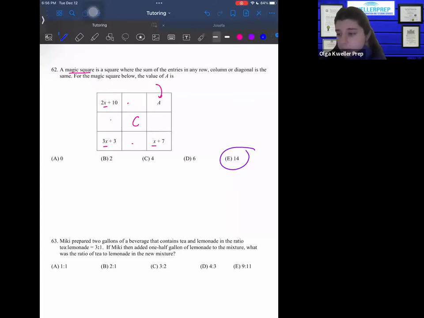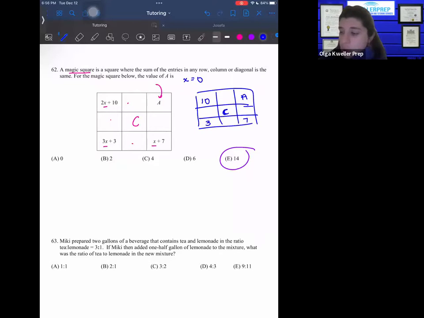So again, since some people are just writing that they're confused, what we did was we said, let's say x is 0, right? If x is 0, then this is what our square looks like. If x is 0, then this value up here is 10. This value up here is 3. This value here is 7. This value is a. And this value we don't know, right? What's in the middle. But what I do know is that 10 plus c plus 7 has to equal 3 plus c plus a. So I know that 17 plus c has to equal 3 plus a plus c.